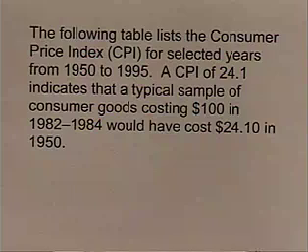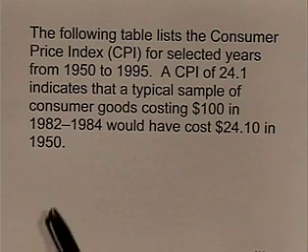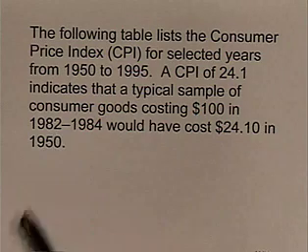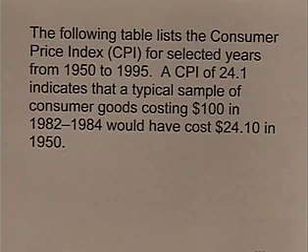Well, let's look at an example involving some numbers. Here's what we're given. The following table lists the Consumer Price Index, called the CPI, for selected years from 1950 to 1995. As an example, a CPI of 24.1 indicates that a typical sample of consumer goods costing $100 in the years 82 to 84 would have cost $24.10 in 1950.